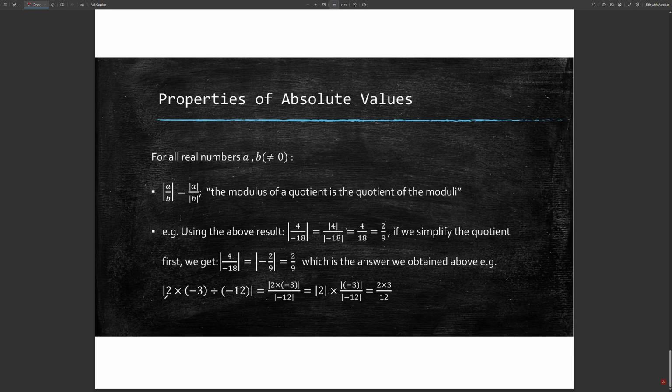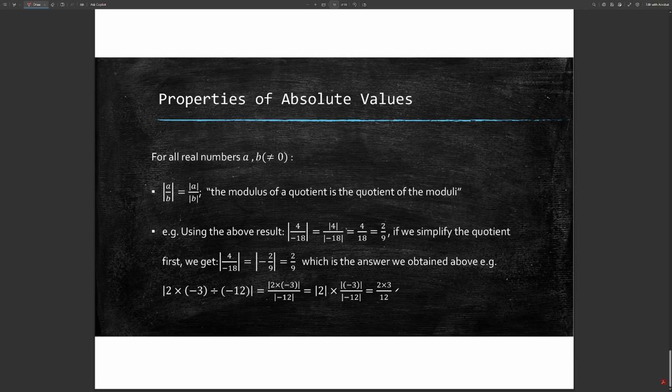We can also combine division and multiplication as follows here. So for this one here, we just group the terms together. So 2 multiplied by negative 3. So we get the numerator here. And then we divide, right, by negative 12. And everything here is positive. So we multiply everything here first. And then we simplify here.